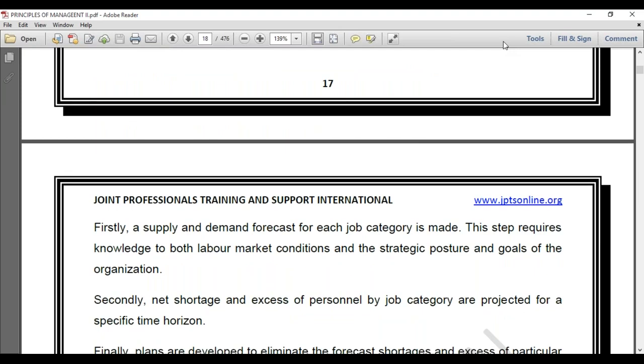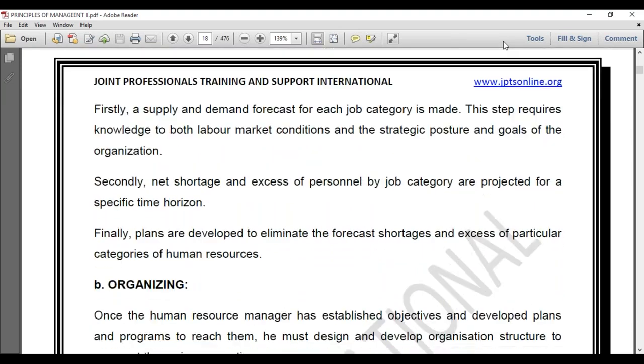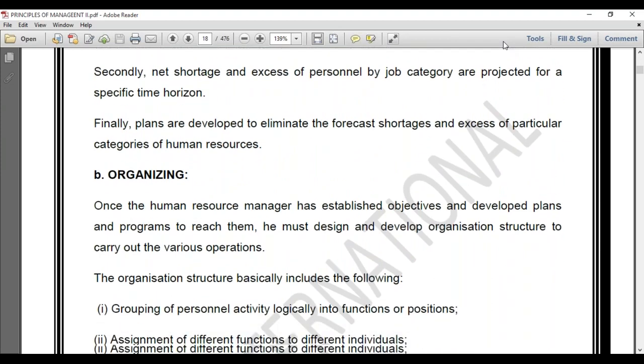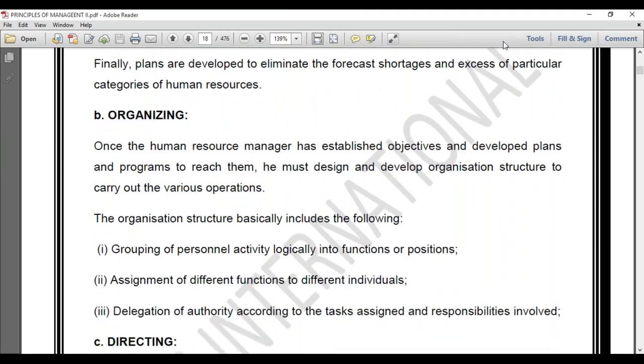Then after planning the organization and how you want to go about it, the next phase is the organizing phase. In this organizing stage, you begin to establish objectives and develop plans and programs to reach them. You design and develop organization structure. By structure, I mean how you intend to carry out various operations, the kind of people you will need in the course of driving this objective.